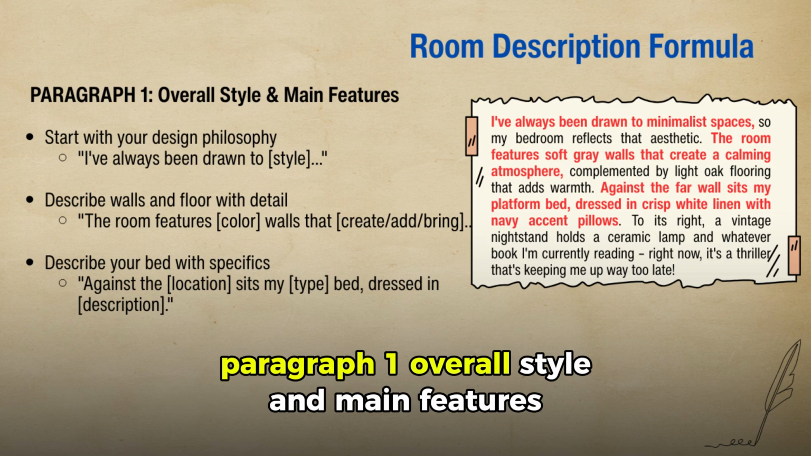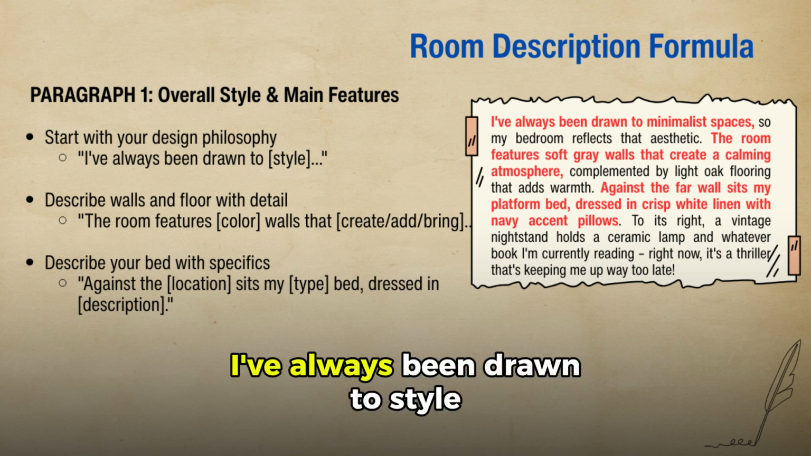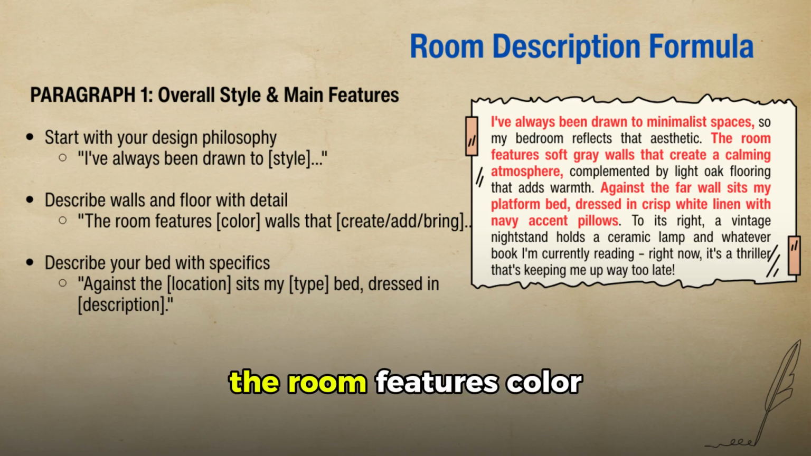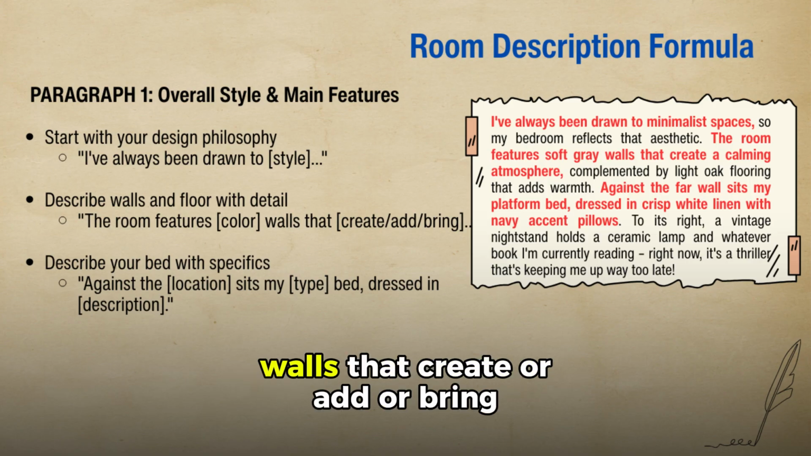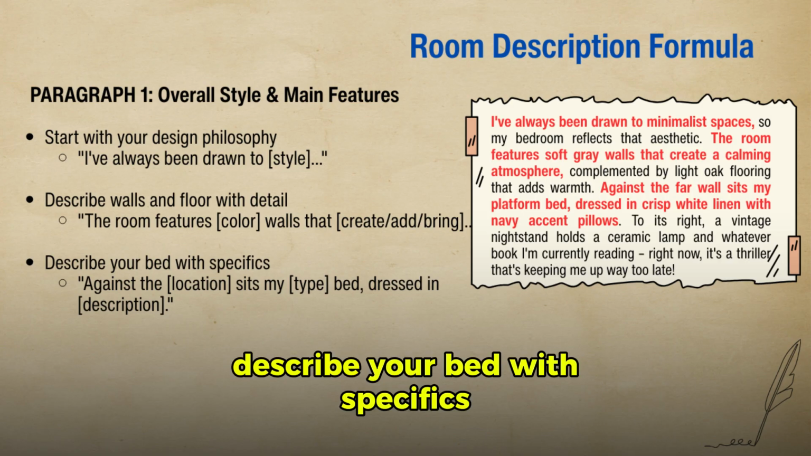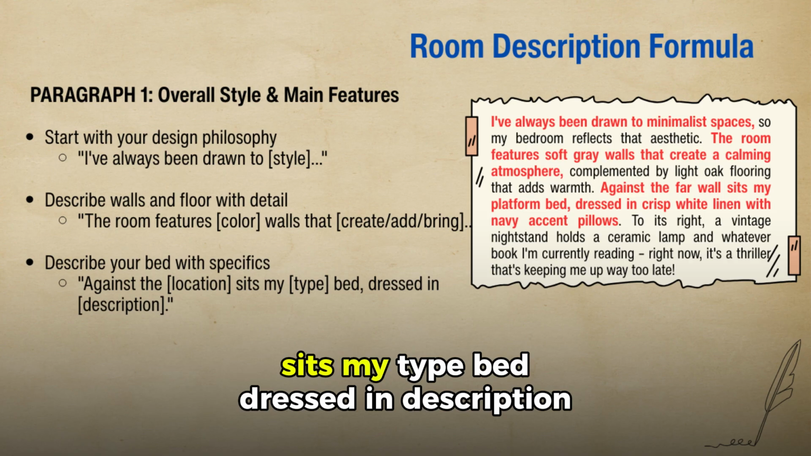Paragraph 1. Overall style and main features. Start with your design philosophy. I've always been drawn to style. Describe walls and floor with detail. The room features color, walls that create or add or bring. Describe your bed with specifics. Against the location sits my type bed dressed in description.